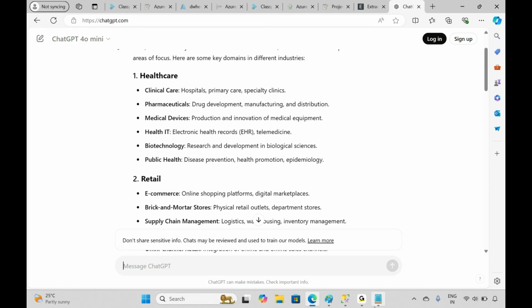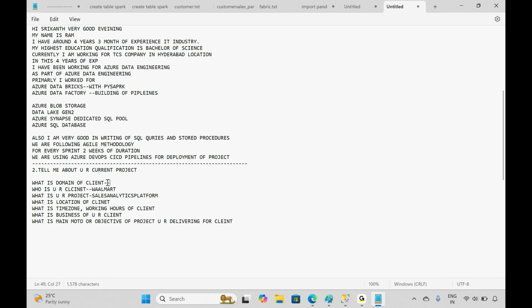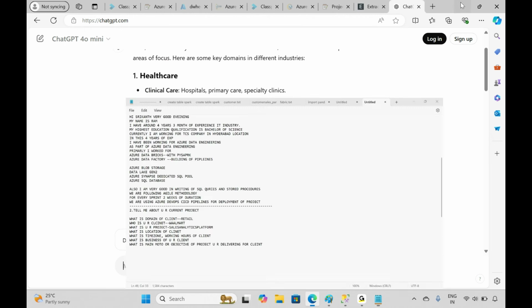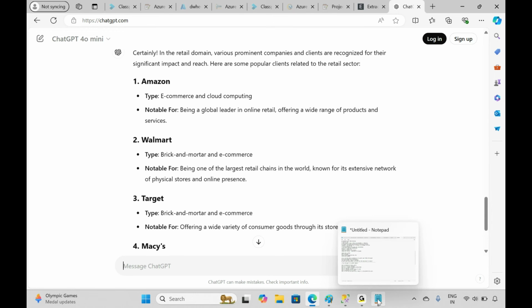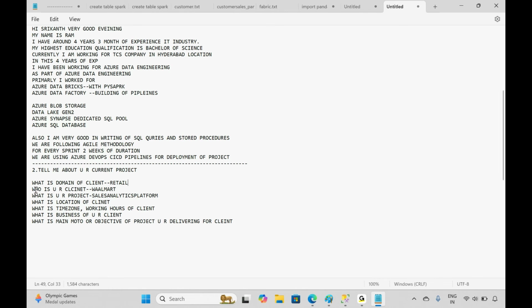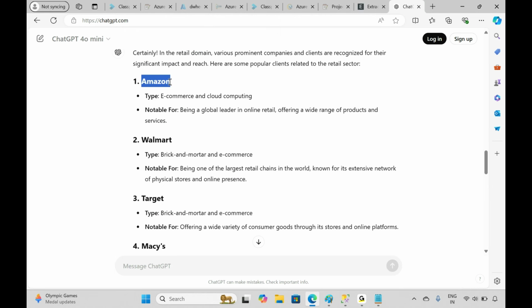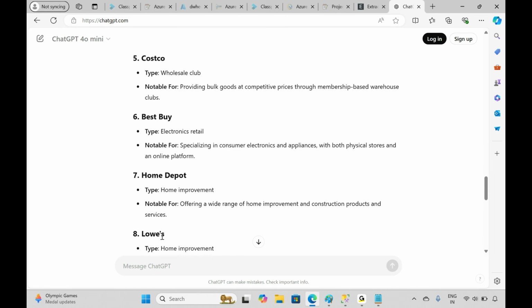So now once you decide the domain of the client, retail domain, I'm asking, can you give me some popular clients related to the retail domain? Because after you find you want to do a project for the retail domain, but who is your client? How to identify a client name? See here: Amazon, Walmart, Target, Macy's, Costco, Best Buy, Home Depot, Lowe's, Alibaba, Zara, H&M. These are all the clients.